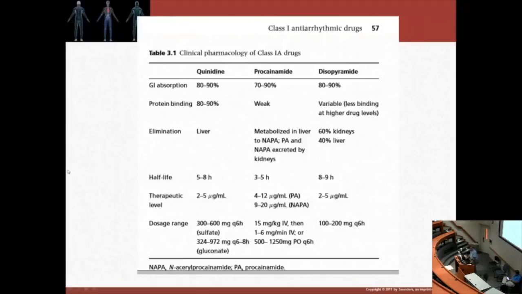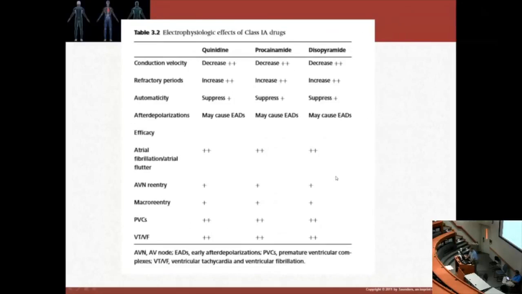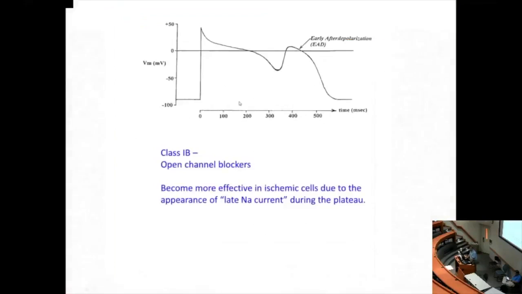Right? And so really the class 1A agents, quinidine, procainamide, and disopyramide, are listed here. Okay? And this is just looking at the differences in terms of the clinical pharmacology. All right. Here's another summary chart looking at the electrophysiologic effects. And in terms of their ability to decrease or depress conduction velocity, they're all essentially equal. And according to their ability to increase the refractory period, they're essentially equal as well. Okay? Nuances come out here, but essentially these drugs are pretty much the same across the board.